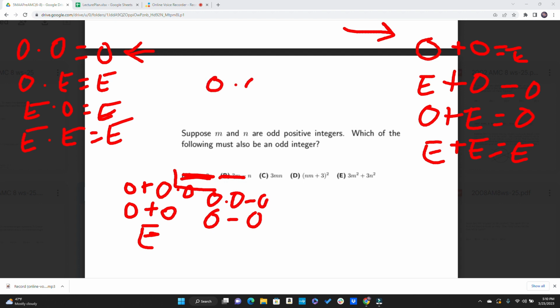Now we have 3 times m times n. So odd times odd times odd. Odd times odd is odd. So now we have another odd times odd. Odd times odd, again, is odd. So that's what we wanted, an odd. Choice C is correct.